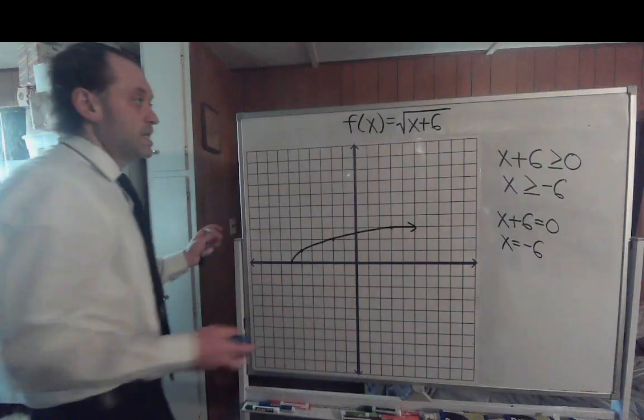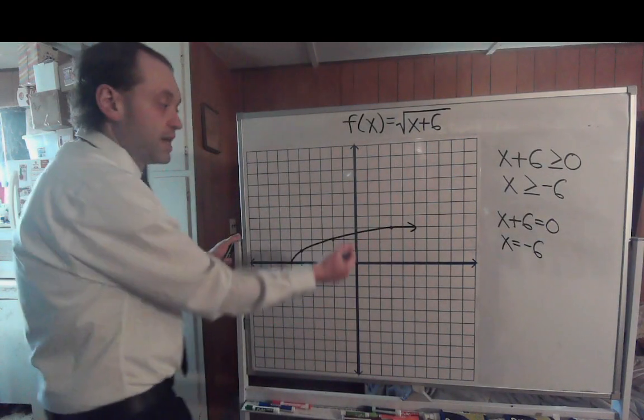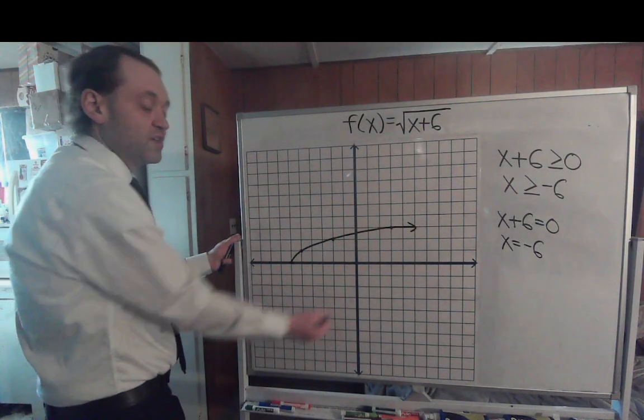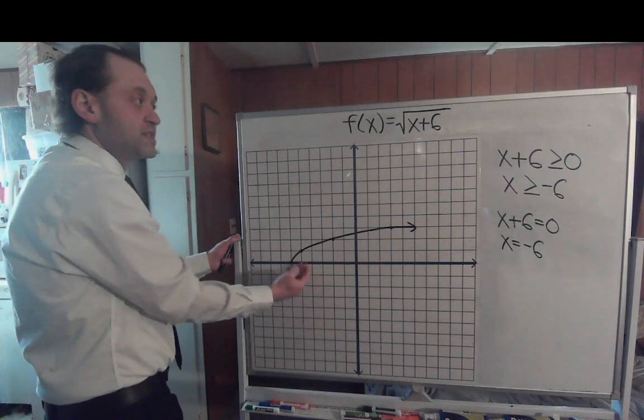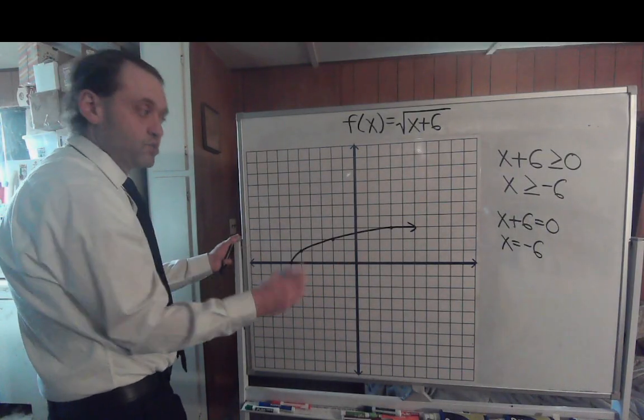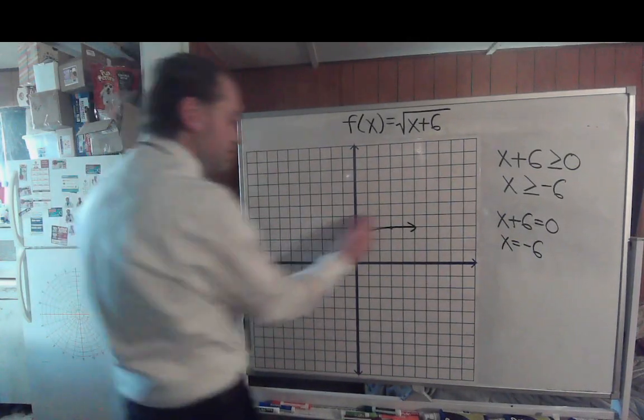But yeah, so this denotes what's called a horizontal shift. You're shifting to the left 6 units. It's a horizontal shift as opposed to a vertical shift.